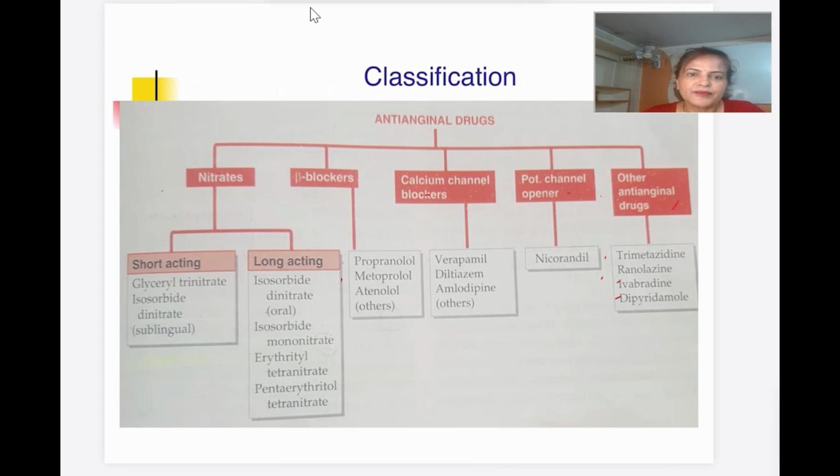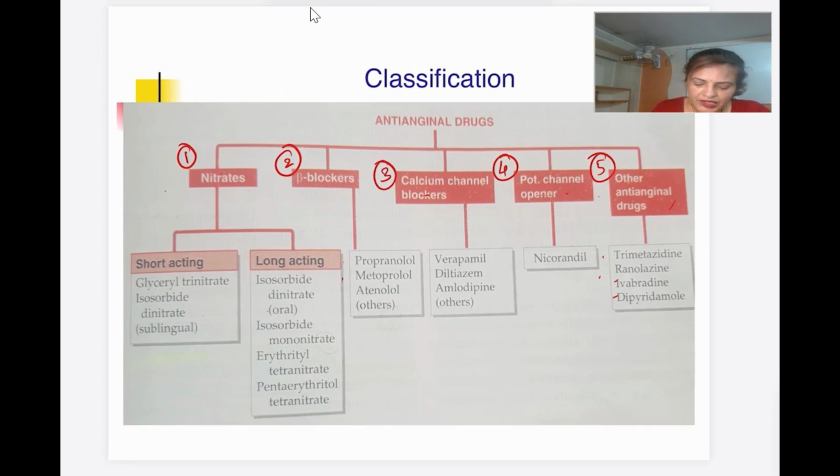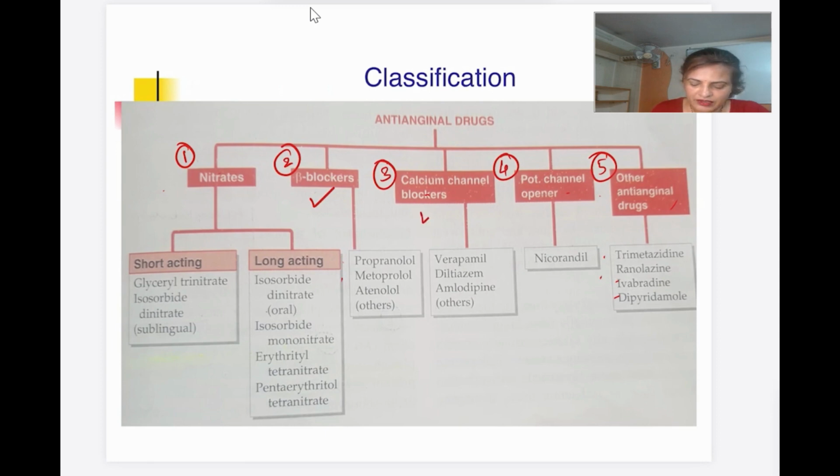This I have taken from KD Tripathi. So you can see the various groups. The first one is nitrates, then we have beta blockers, then calcium channel blockers, potassium channel openers, and various other anti-anginal drugs. In this video, I will be discussing the beta blocker and calcium channel blocker.